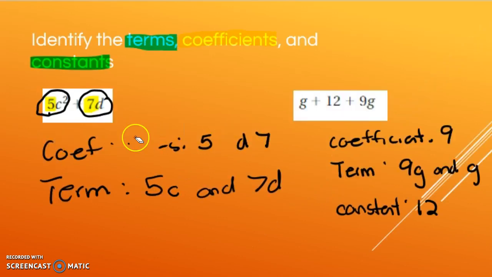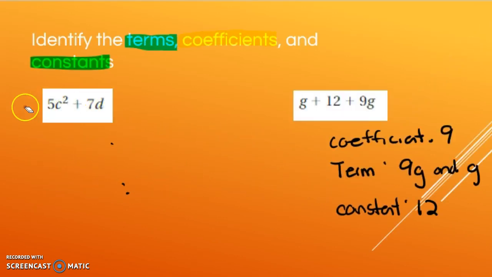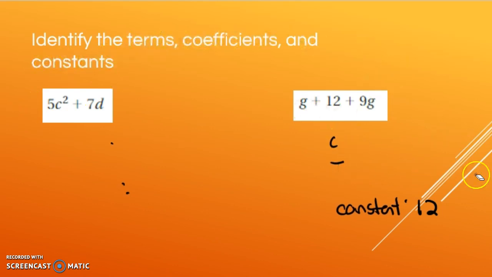Oh, let me erase all these things real fast. Hold on one second. Alright, that was from earlier.